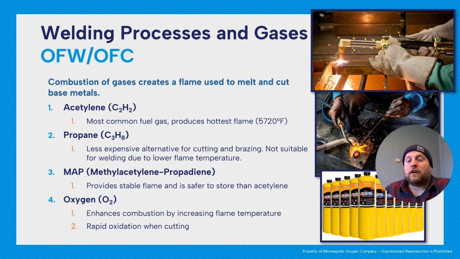You might have heard of MAP gas, so that's the methyl acetylene propylene. If we look at the word, the methyl acetylene propylene, we can kind of take some parts out of it. So it's got some acetylene in it. Looks like it's some sort of propane thing maybe. So it's a hydrocarbon, and it was developed to be more stable than just acetylene on its own. And then finally, the oxygen enhances that combustion, part of that fire triangle.